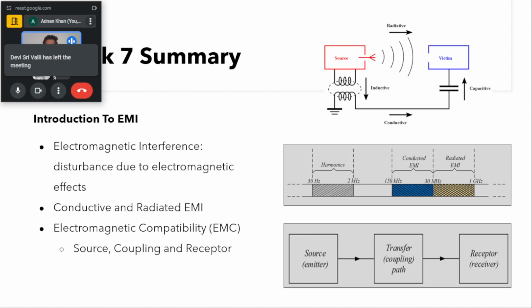And if we have a potential difference between two points, there will be some capacitance, and there will be some capacitive current flowing through this. This can lead to a capacitive current which can flow from one part to another part, and this can hamper the operation of the other device or some other component.